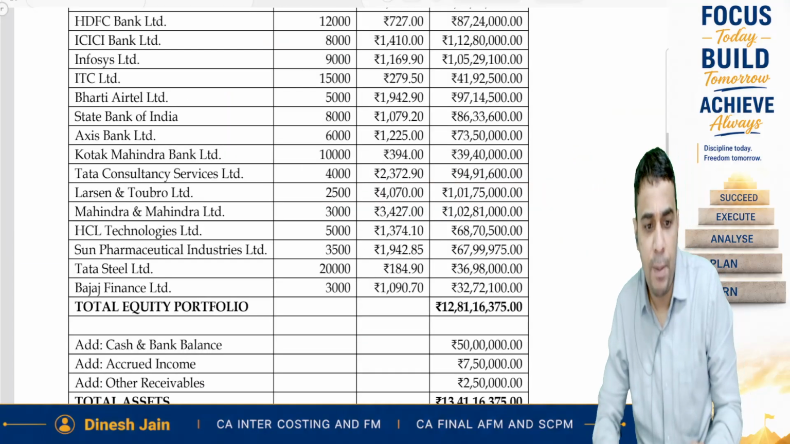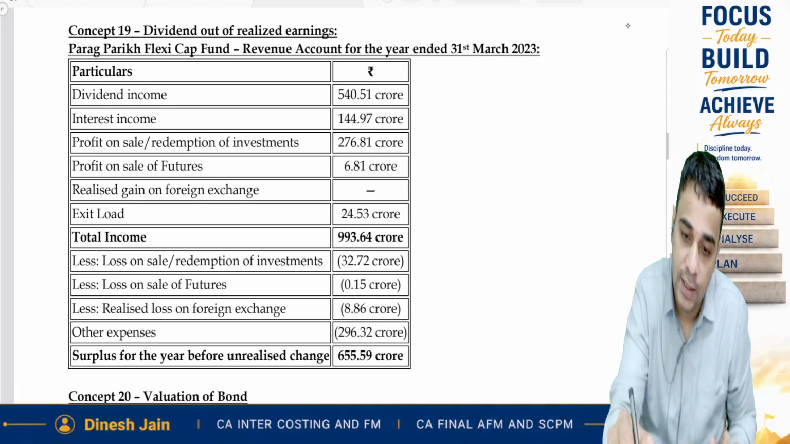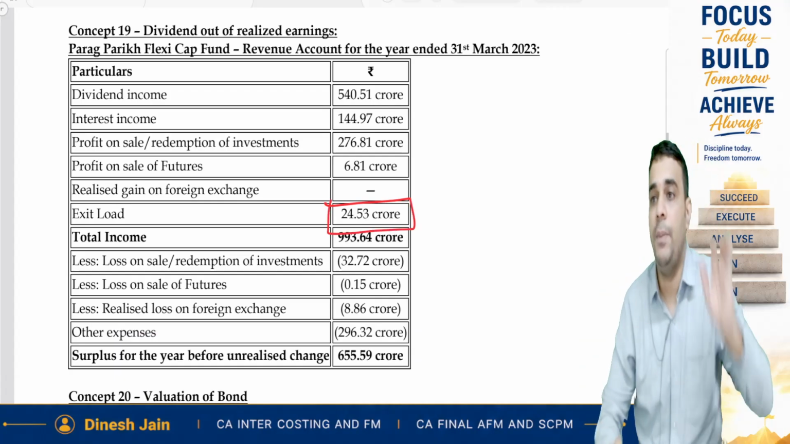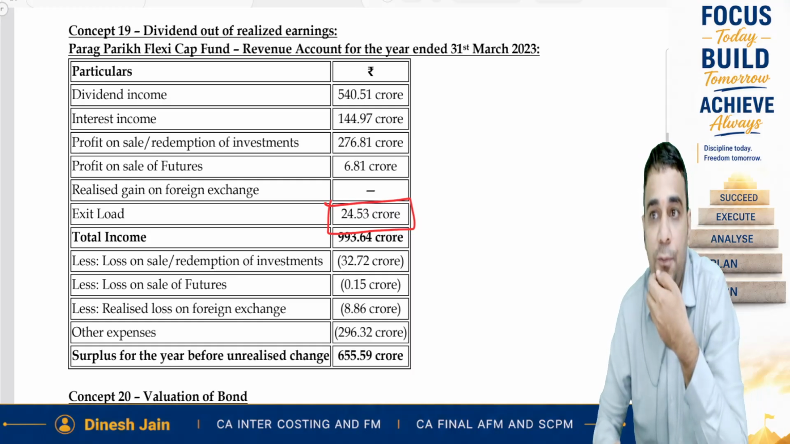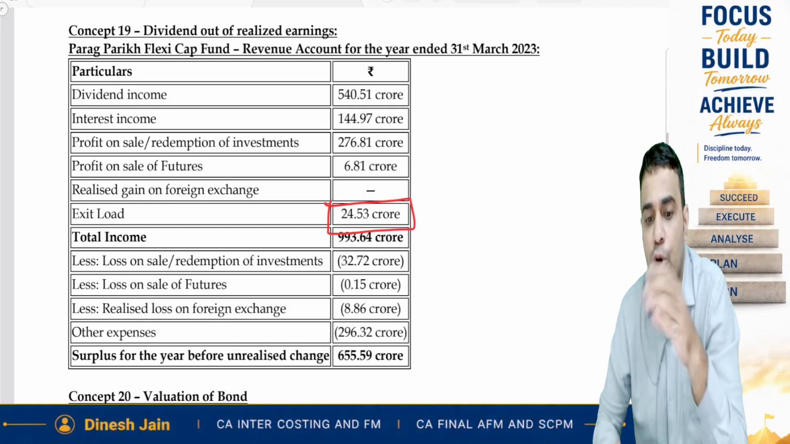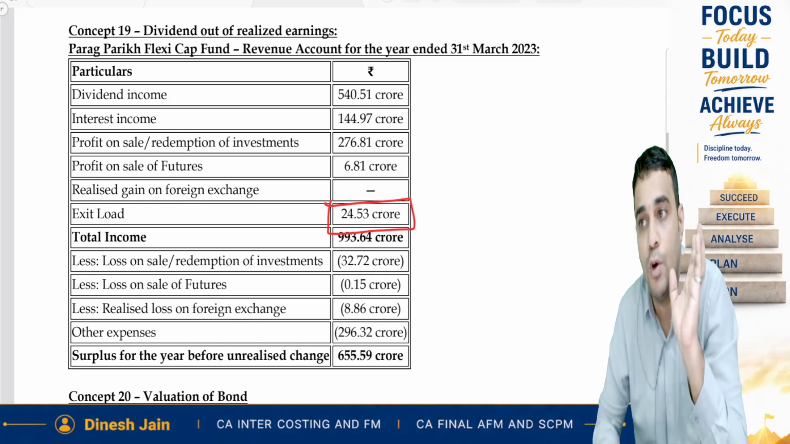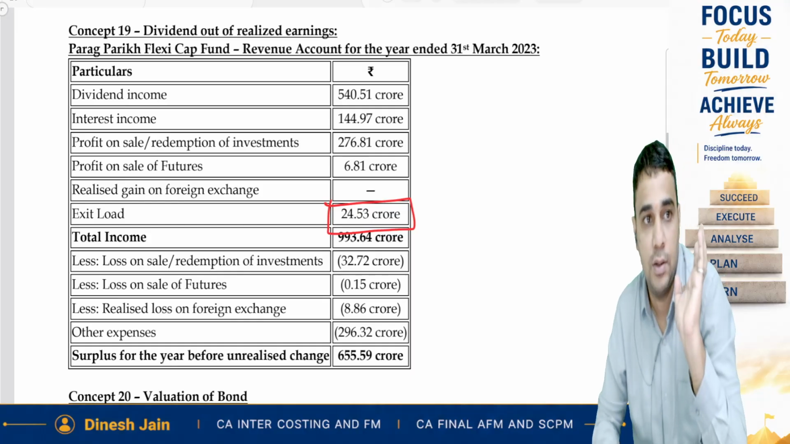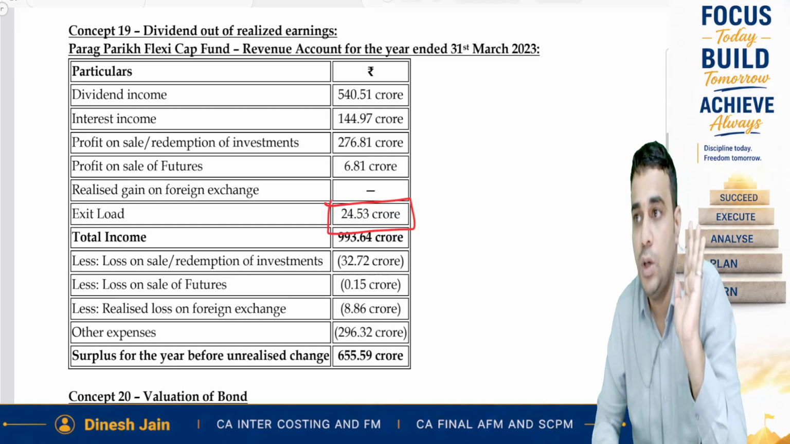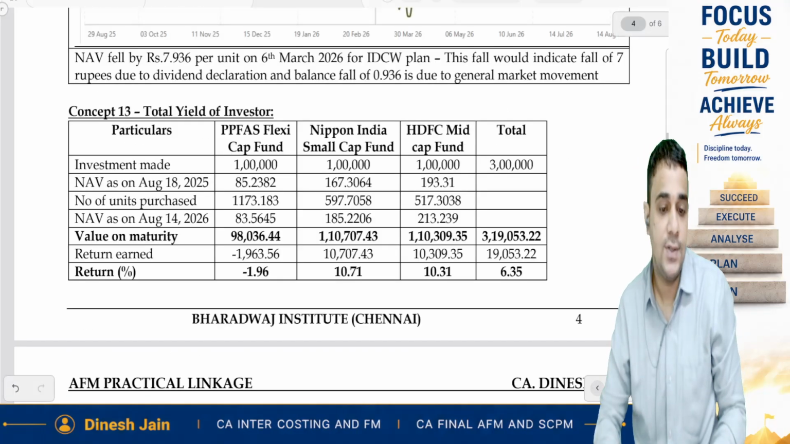In fact, Parag Parikh Mutual Fund in their income statement reported an income of 25 crore from exit load. Only from the exit load this income came, and this income was distributed. Don't look at the other data there, I'll explain it later. 24.53 crore was the income only from exit load charged to the investors. Whoever in an emergency went out had to pay this money. This was for the year 2023. Okay. Exit load we have understood.